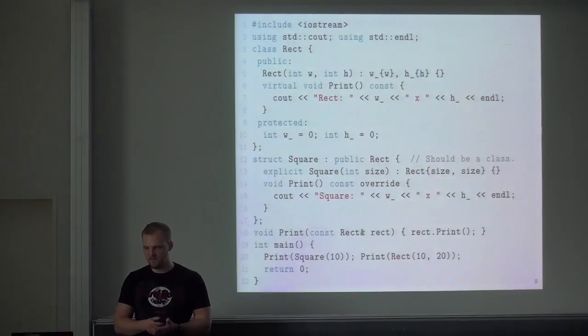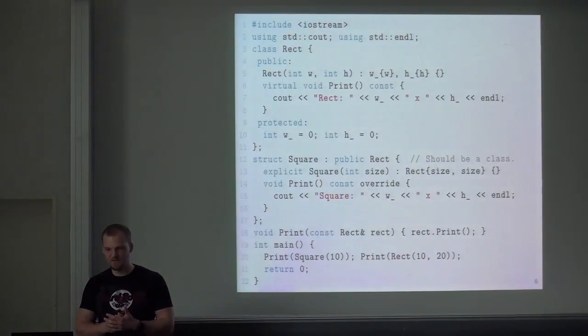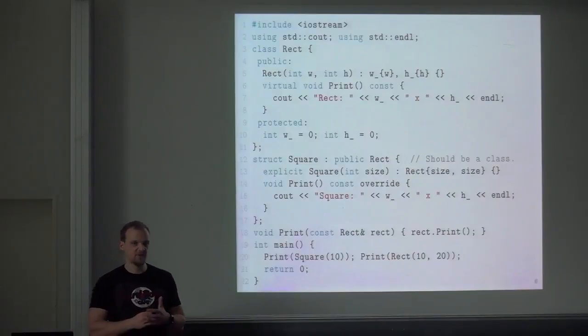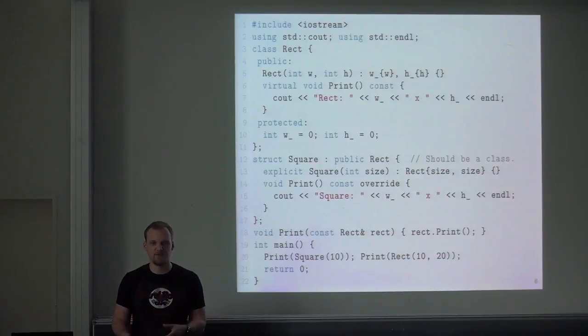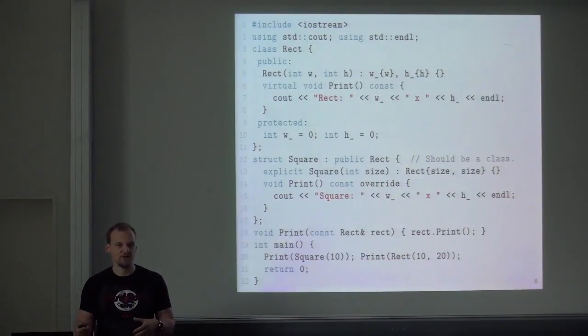Right, so let's jump into examples. This is the first one, which is very similar to the one we've seen before. We started last lecture with the example where we had a rectangle and we had a square, and the square could use the functions from the rectangle.